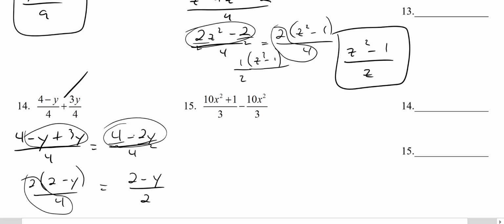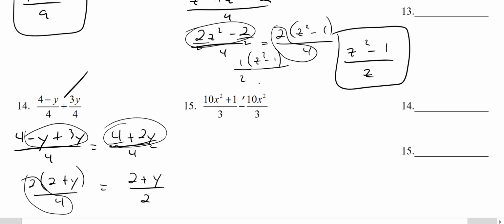Oh, I made a mistake. I'm sorry. Pardon me. That should be a plus 2y. You're probably saying, hey, Mr. Curvis made a mistake. Okay, that should be plus 2y. No big deal. That's plus 2y. So it's actually 2 plus y over 2, or y plus 2 over 2. It doesn't really matter. Okay?